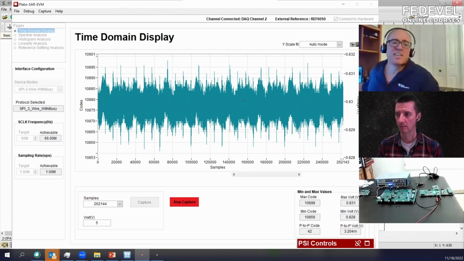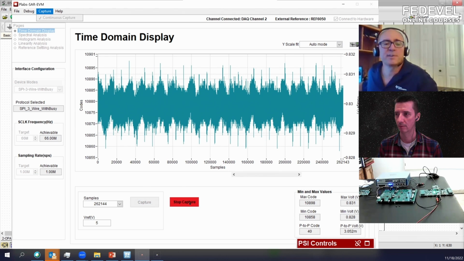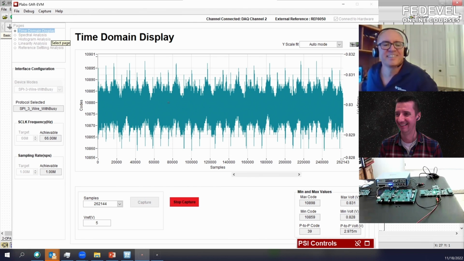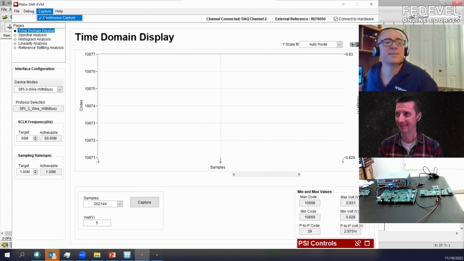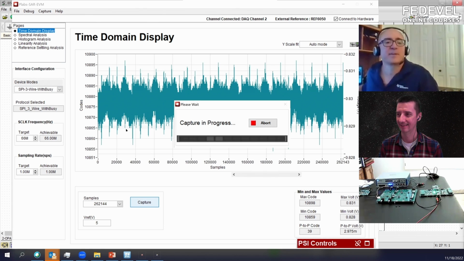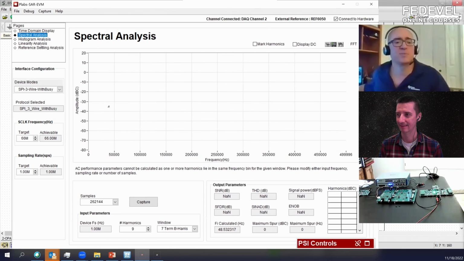Yes, and you can see it. I'm going to turn off the continuous capture. Wow. Okay, let me just capture one frame. There we go. You can actually see the 60 hertz modulating the noise, but I find it even more interesting to look at the spectrum.